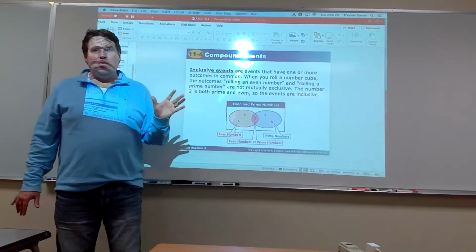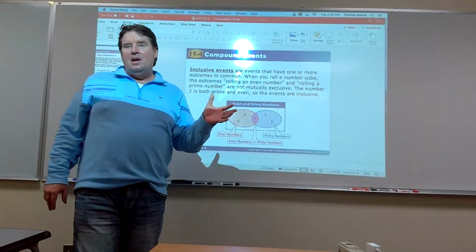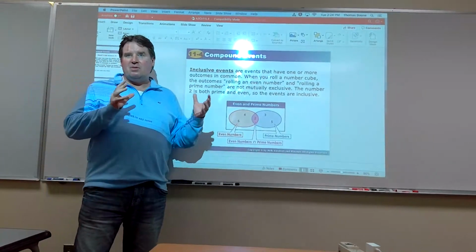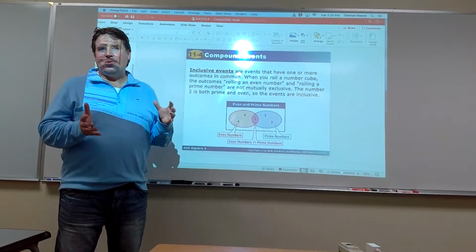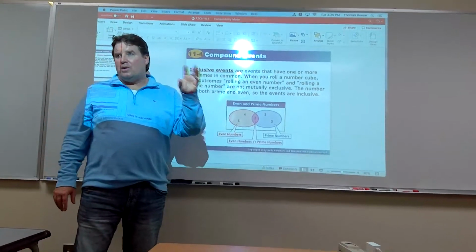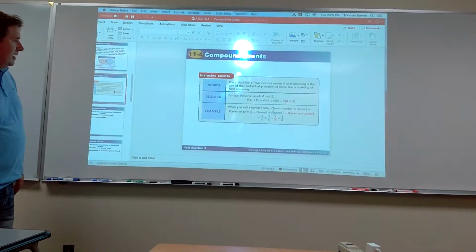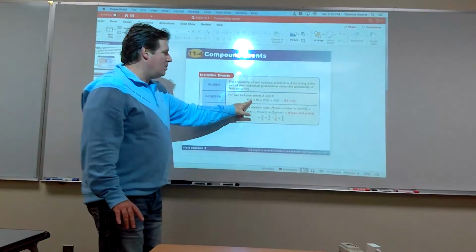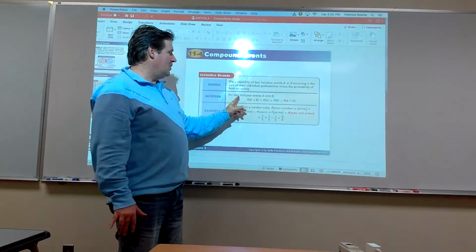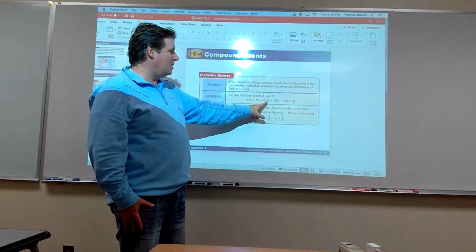So when you're finding the probability, you can't count that twice. So we're still going to find the probability of A or B by adding the two. But then what we have to do is subtract out the overlap. So here's what it looks like in the formula. Again, this symbol means or, this one means and. So if they're inclusive, you're going to take the probability of A plus B.